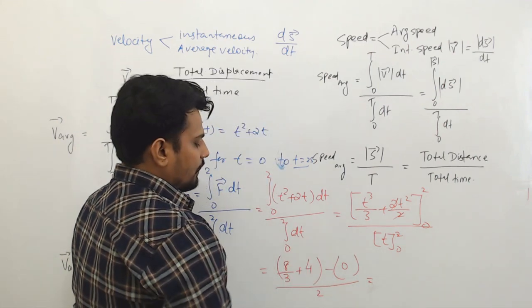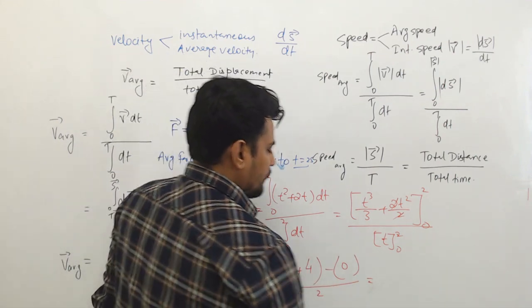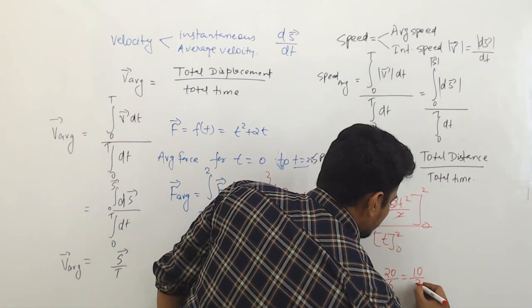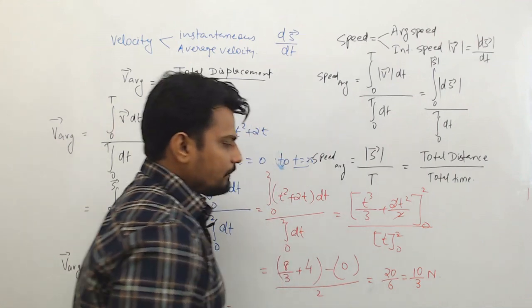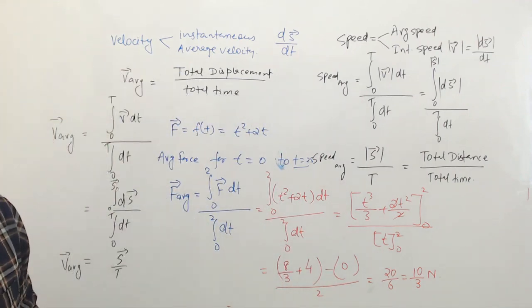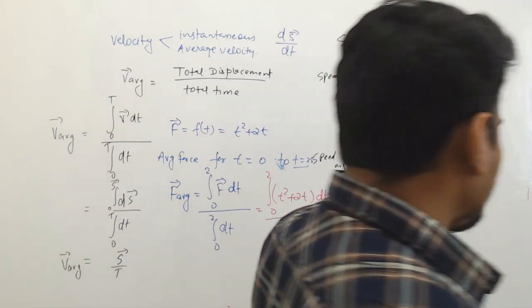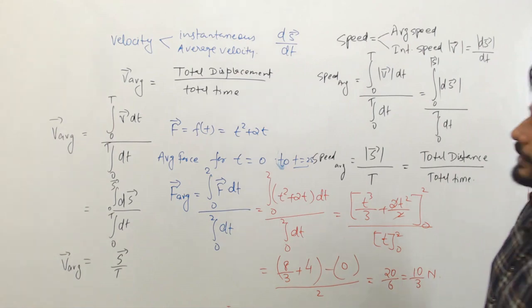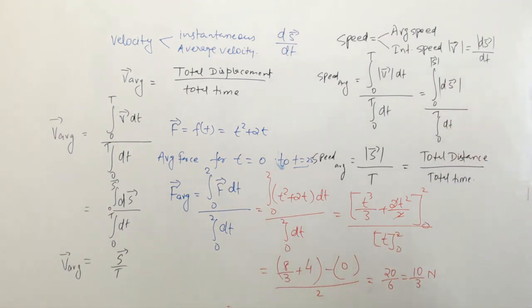So solving, we have 12 plus 8, 20, 20 by 3 by 2, so 20 by 6. That should be how much? 10 upon 3 Newton. So that is going to be your average force. I'm sure it's clear to you how to find the average velocity or anything. If the average is asked, we just have to find the integration over the period of time, the total sum basically, and then divide by the total time for which these changes took place.